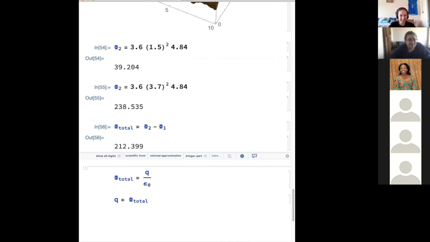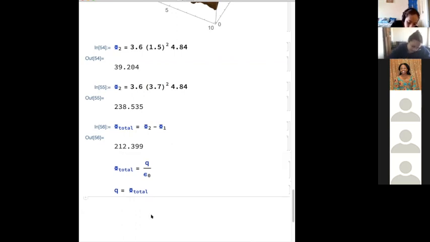So the correct answer, thank you for pointing that out, Akash, is 212.399, according to my values. All right, and then I don't know what epsilon naught is, so I'm going to ask Wolfram Alpha, and I can do that on Mathematica because it's nifty like that.